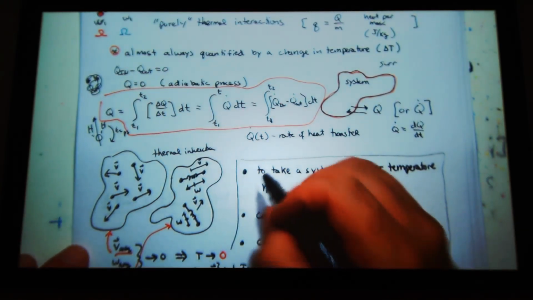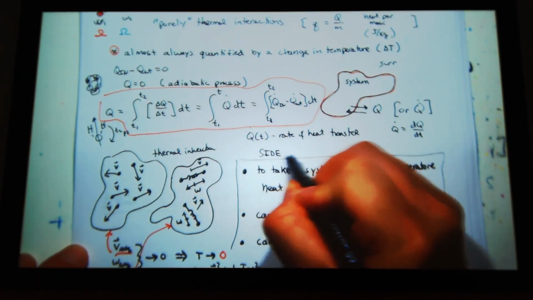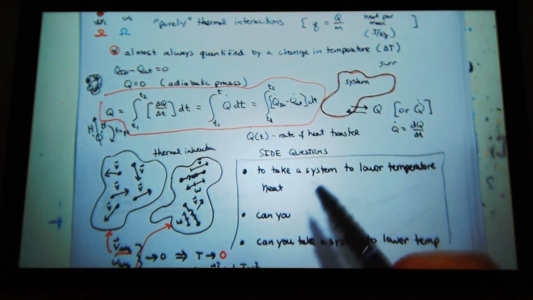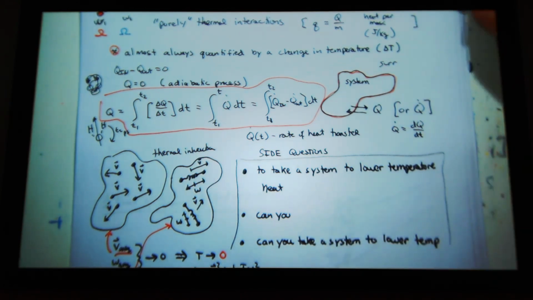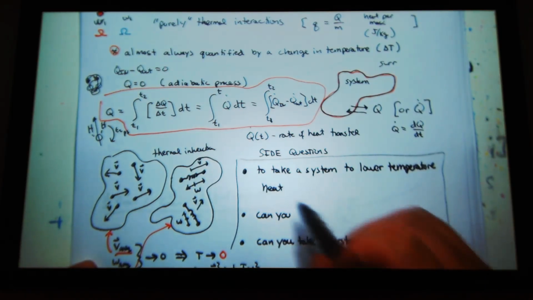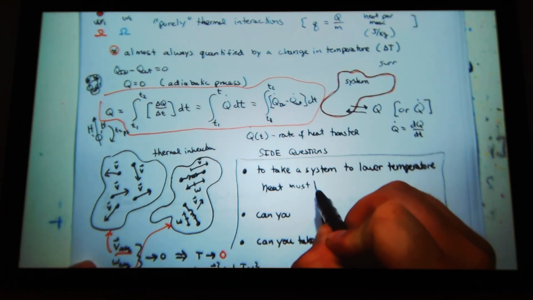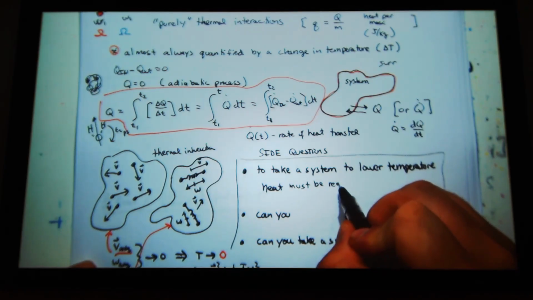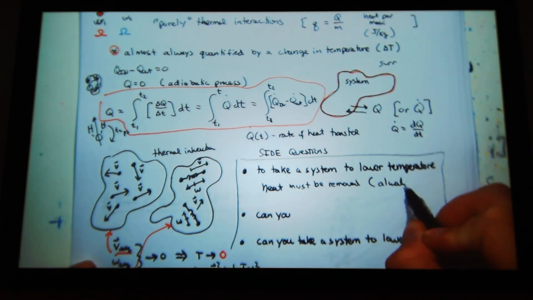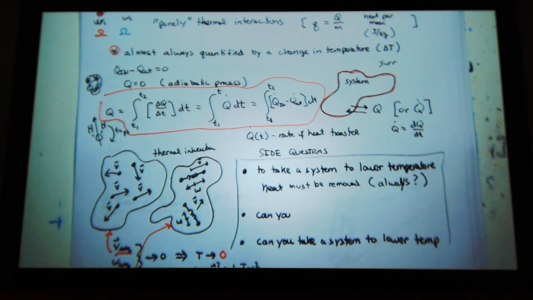So now just some side questions. This kind of gets a little bit off topic, but not really. Think back to the first law, and we're talking about heat. To take a system to lower temperature, heat must be removed. And then I'm going to just put the question: always? If I'm going to take a system and reduce its temperature, is it a requirement that I remove heat?